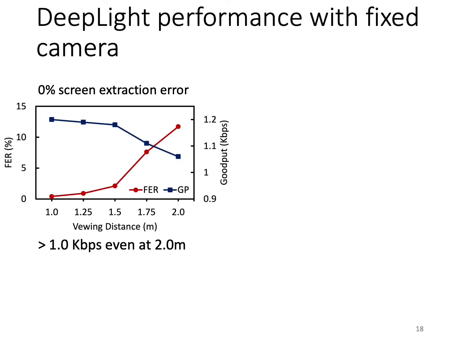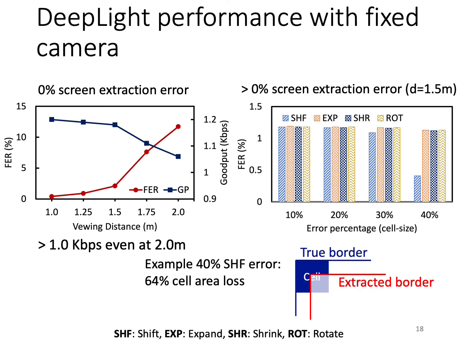In terms of performance, with 0% screen extraction error, it achieves a goodput of more than a kilobit per second, even at a viewing distance of 2 meters. When we increase the extraction error, it is robust up to an error of 30% of a cell size. At an error of 40% of a cell size, it suffers a lot from shift error.